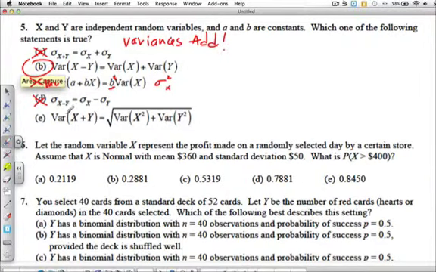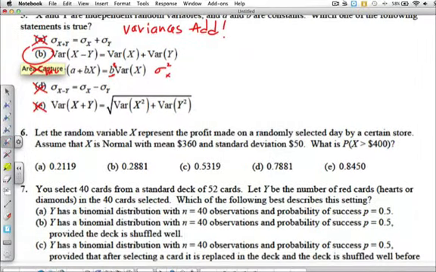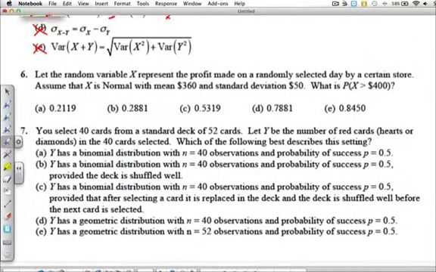D is not the answer either because when I subtract two random variables, I cannot subtract their standard deviations. And the variance of x plus y is not going to equal the square root of the variance of x squared. This is just like some made-up formula. Doesn't even make any sense. So the correct answer is B.